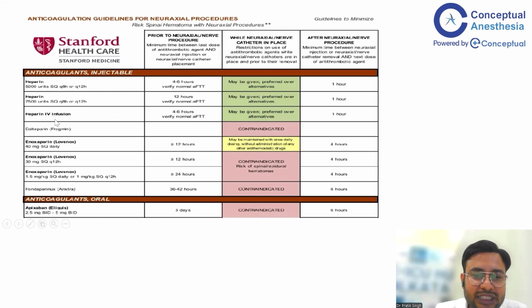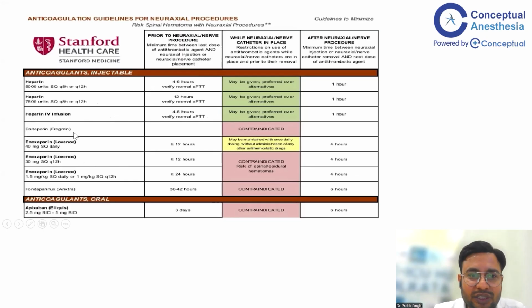If you are using a heparin infusion, you have to be much more cautious, but follow the same thing. So heparin prophylactic dose, 4 to 6 hours. Heparin therapeutic dose, wait for 12 hours before you start any surgery or any neuraxial blockade. And it is 1 hour after removing the catheter or the neuraxial block to reuse it.